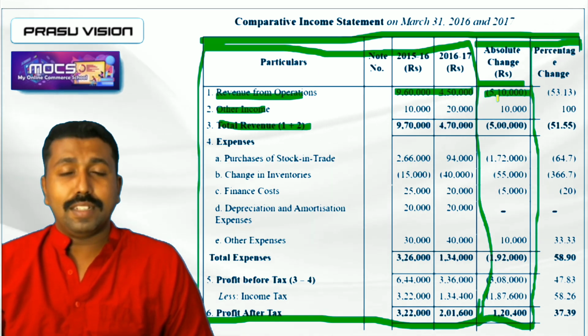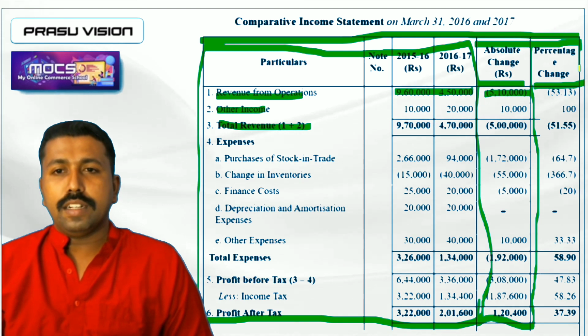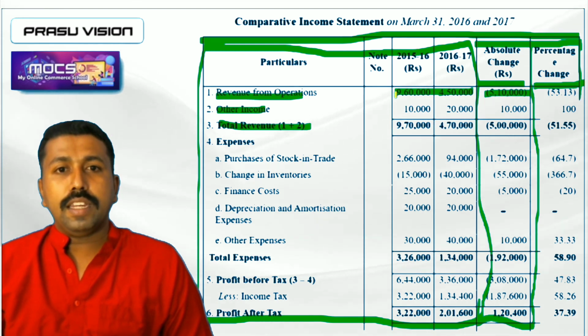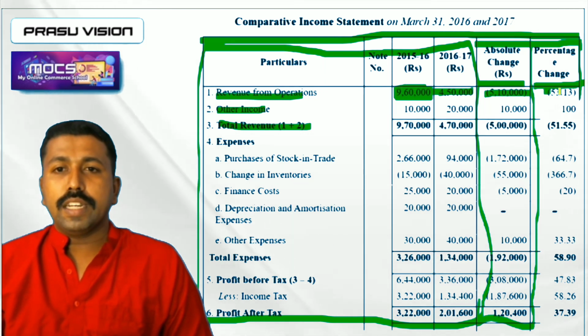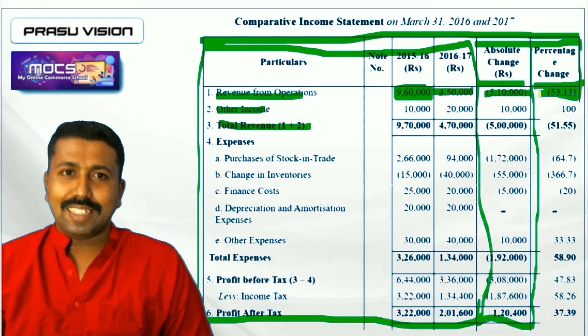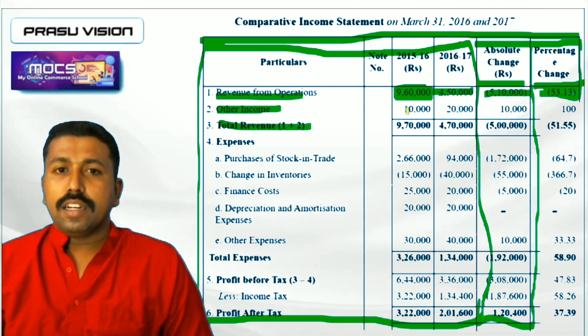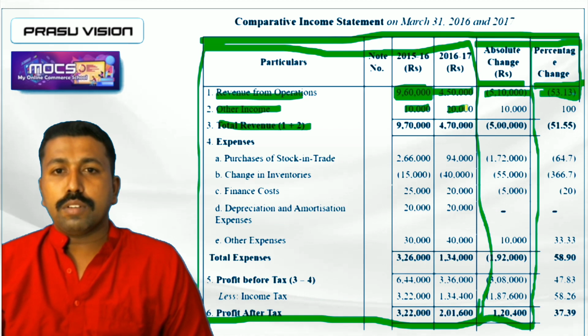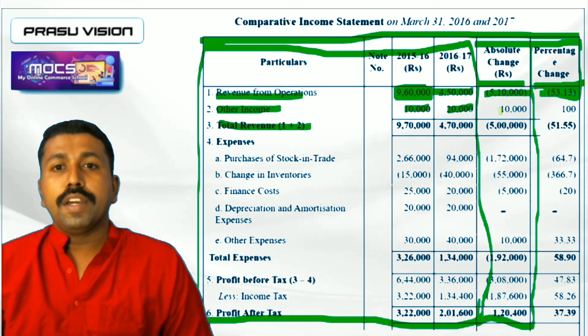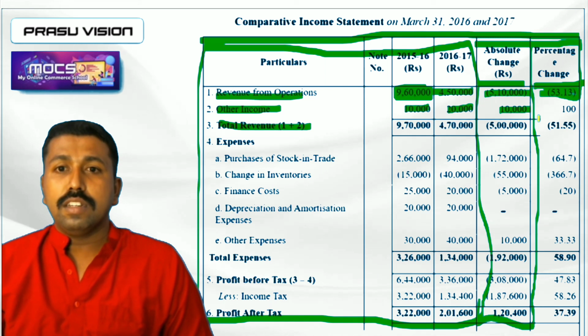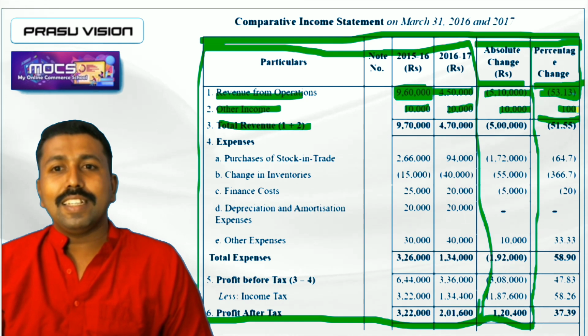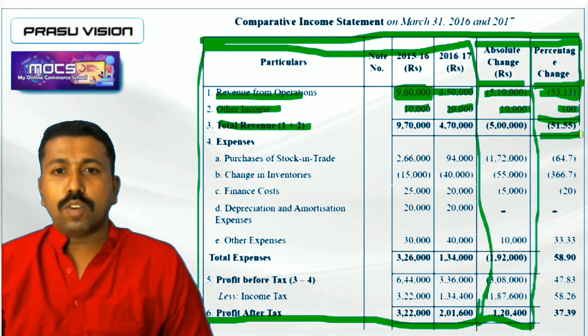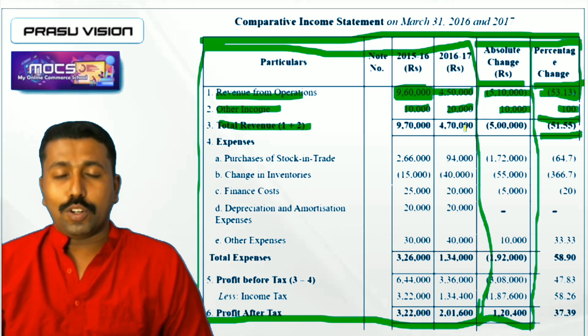How can we find out the percentage? Like the same, 5,10,000 divided by 9,60,000 into 100. So we will get 53.13%. Then other incomes are there as per our question. We are recording the incomes, 20,000 in the current year, 10,000 in the previous year. Difference will be 10,000. Absolute change is 10,000. 10,000 divided by 10,000 into 100. Percentage change is 100.